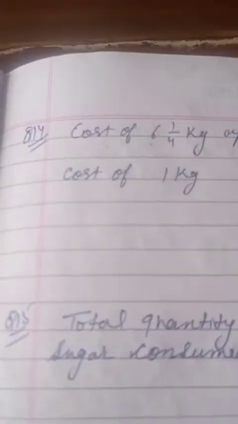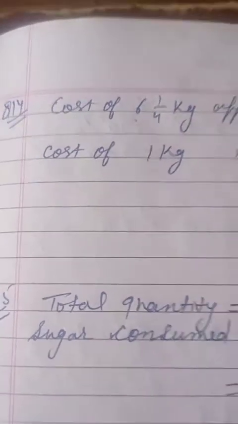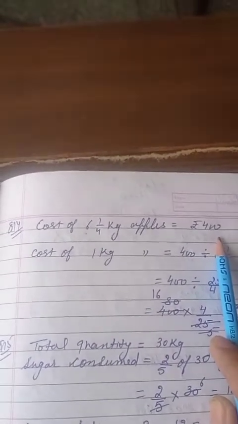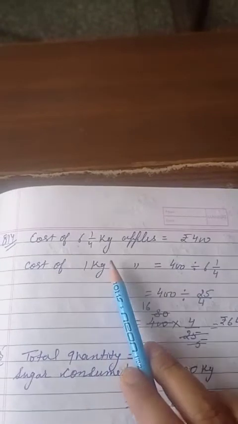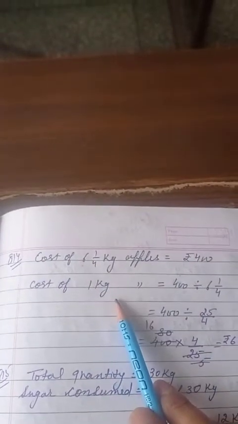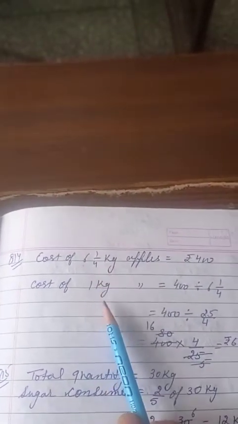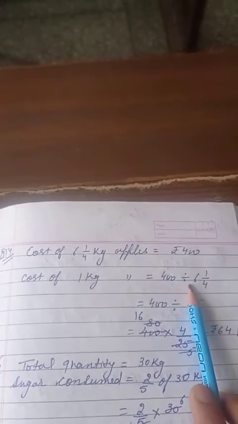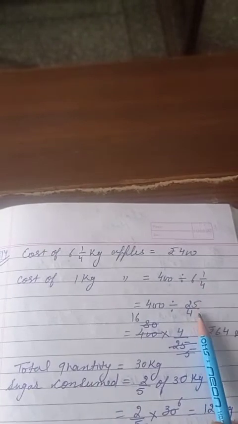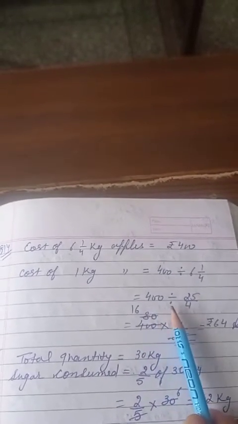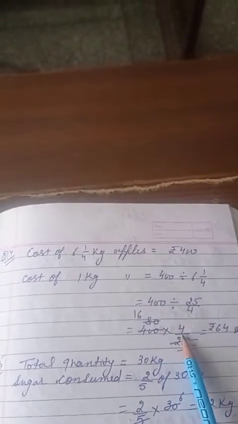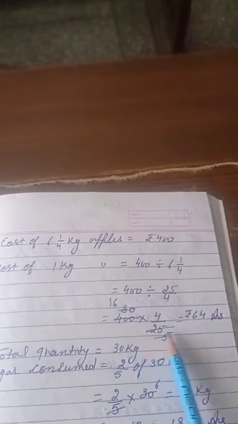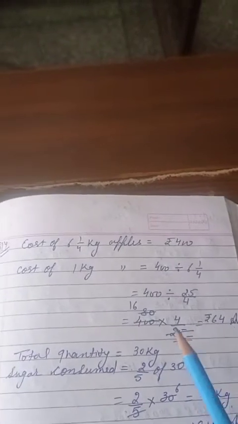14th is the cost of 6 1 by 4 kgs of apples is given, 400 rupees. You have to find the cost of 1 kg. You all are familiar with these kinds of questions. You know the rate of many things and you have to find out of 1. In that case you will divide. 6 4s are 24 plus 1 is 25 by 4. How to divide the fraction? Change division to multiplication. It is 4 by 25. You have to reciprocate. These two can be cancelled. So your answer is rupees 64.